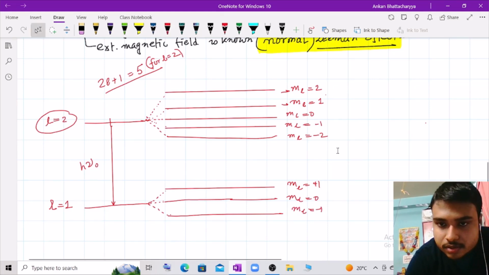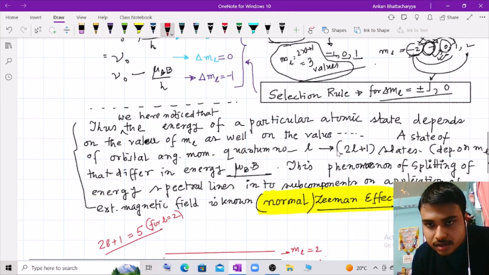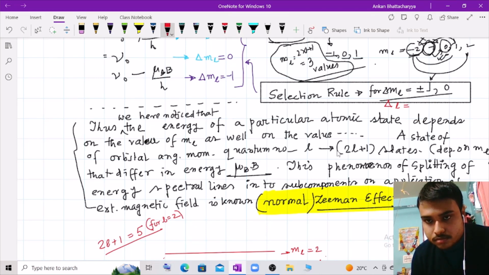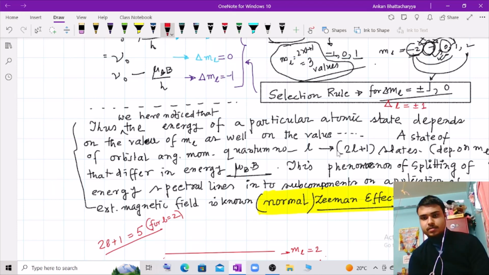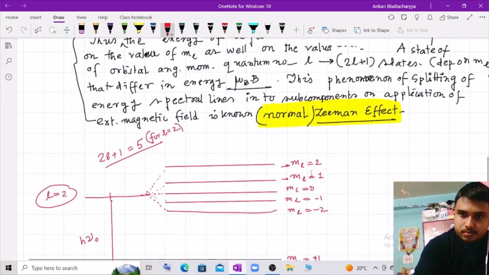Now in the selection rule I have forgotten to write another selection rule, that delta L should be 1. Delta L is equal to 0, that is same L transition is not possible. This I have forgotten to say. Okay.